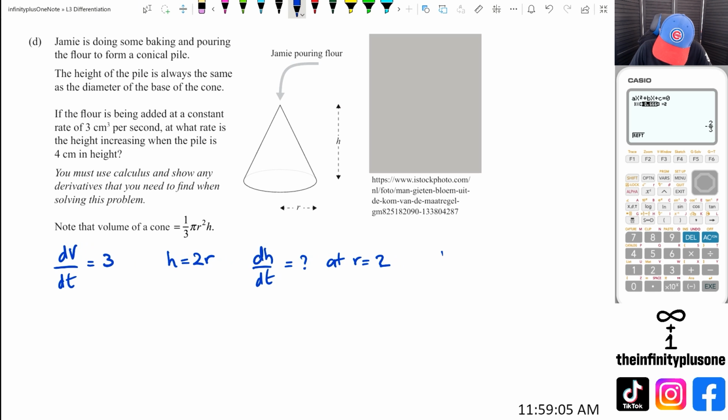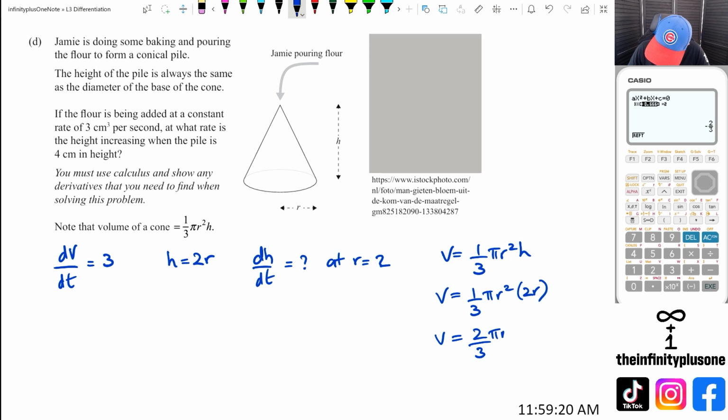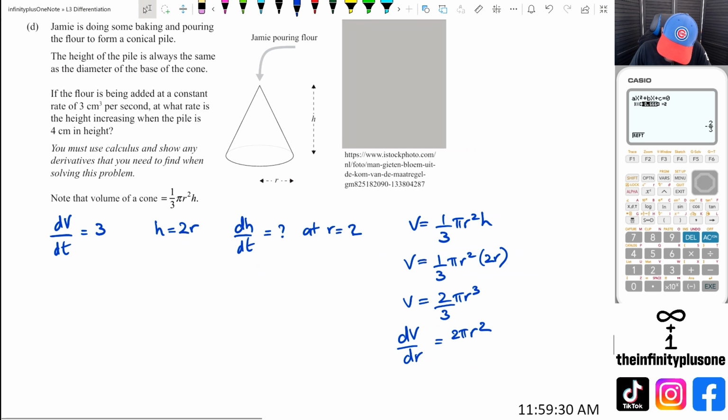I've got volume of a cone, which is 1/3 pi r squared h. Now h is equal to 2r. So then volume is equal to 2/3 pi r cubed. So dV/dr is equal to 2 pi r squared. Just check that. Yep, that's all good. And then dh/dr is equal to 2.